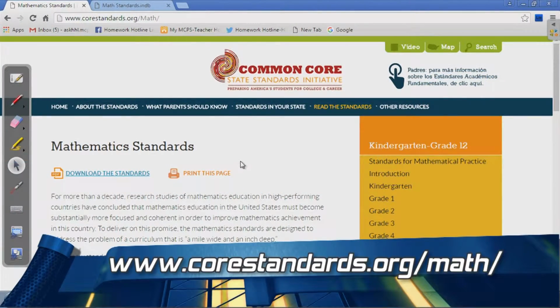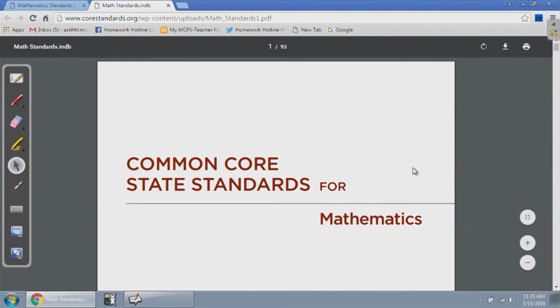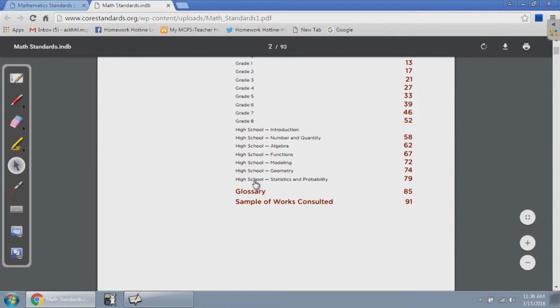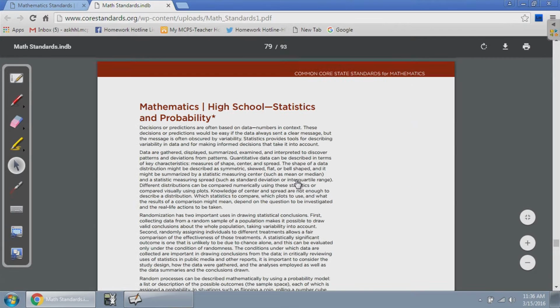In this segment, we'll look at the content standards that are being addressed in Unit 5. Let's have a look together. You may find it helpful to know that by going to coursestandards.org and downloading the standards, you can just navigate on the table of contents to the standards that are labeled High School, Statistics, and Probability.